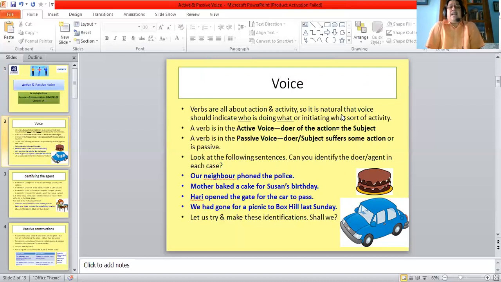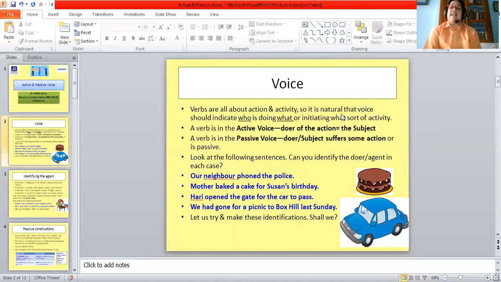Now, we say that a verb is in the active voice when the doer of the action is also the subject of the verb. Whereas we say that a verb is in the passive voice when the doer or subject does not act but suffers some action, or in other words, is passive.